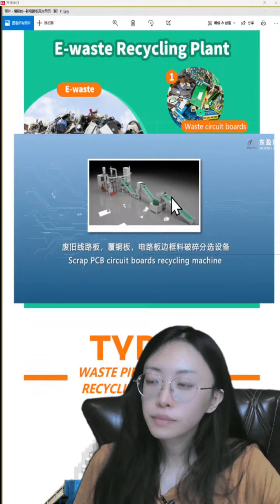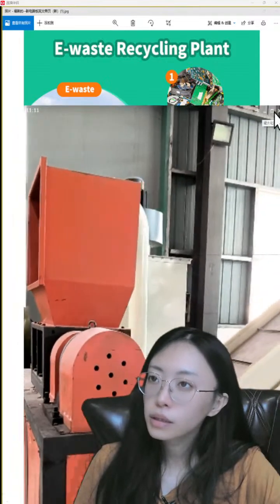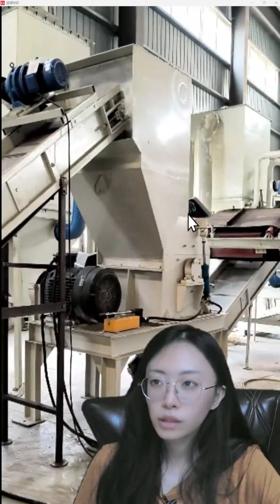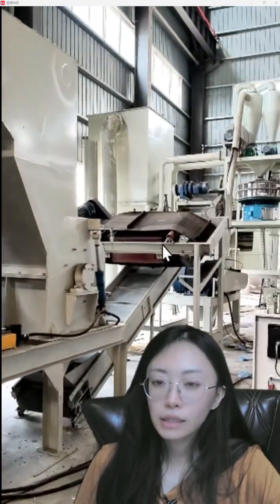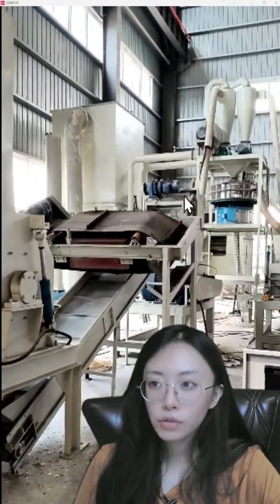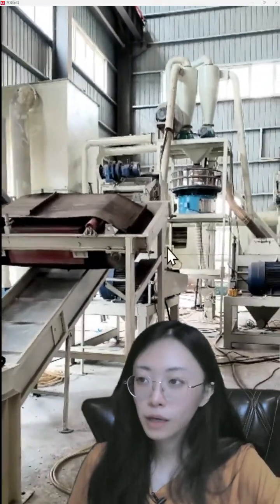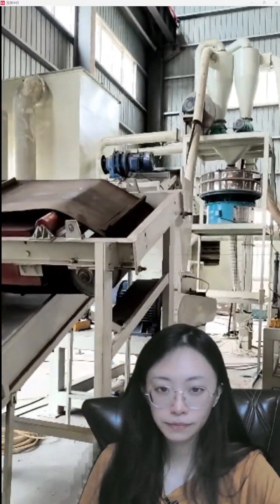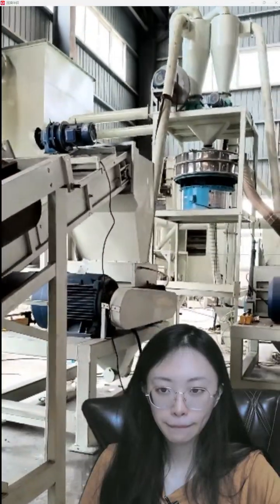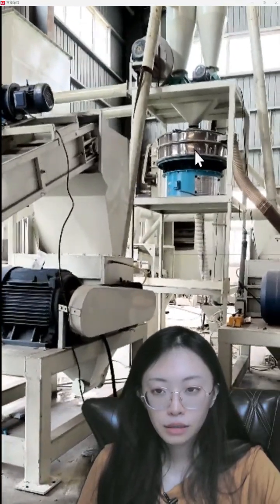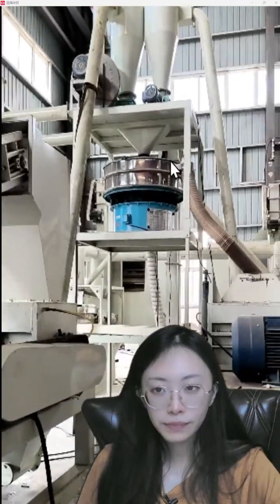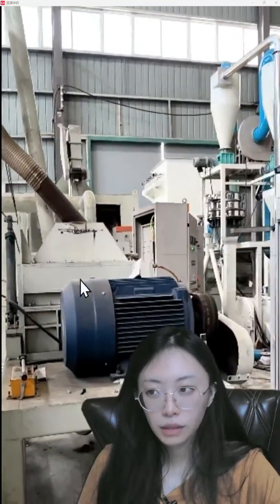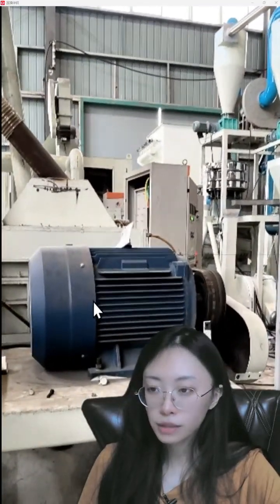Okay, let's see some pictures. Oh, this is big pictures. And this is a belt conveyor to the hammer blade crusher and the magnetic separator to the hammer head crusher. Oh no, the first is hammer head crusher, second is hammer blade crusher. The ID vibrating screen. Here is a cyclone, a ring conveyor. And here, this is the double shaft shredder.